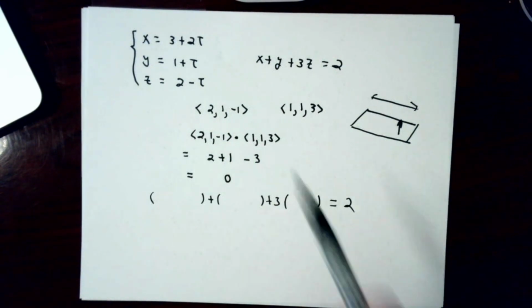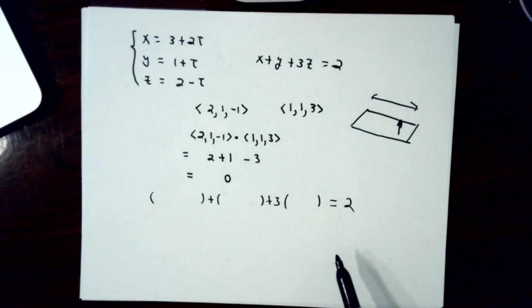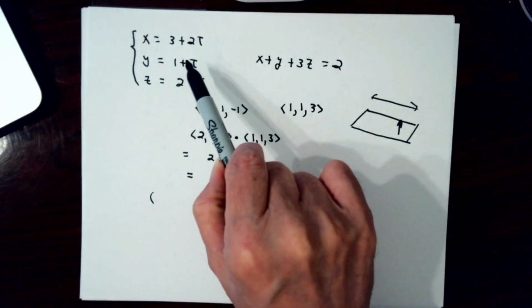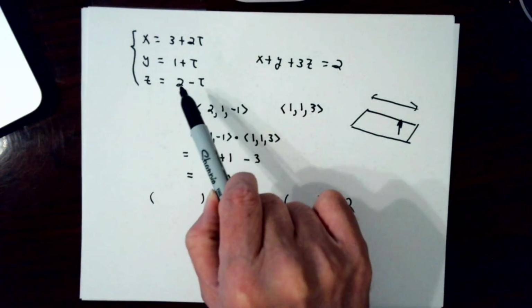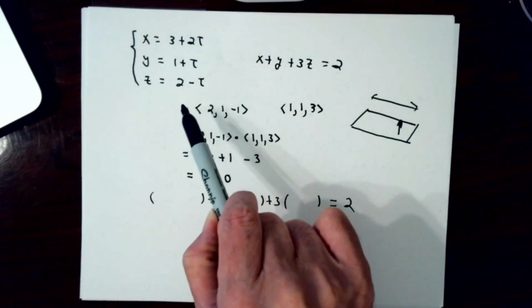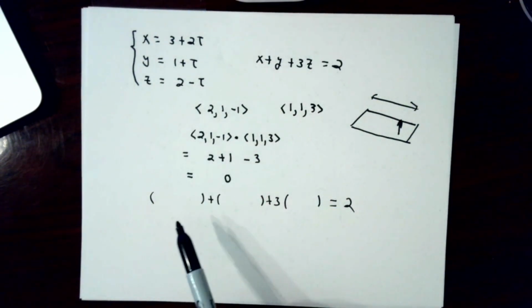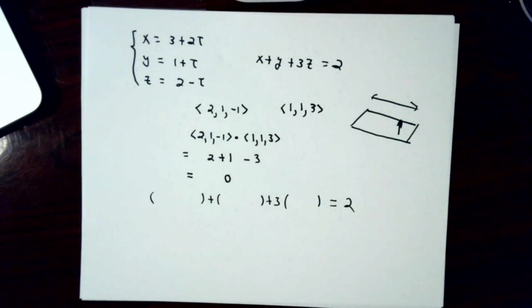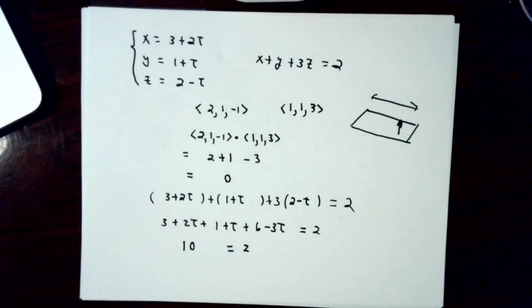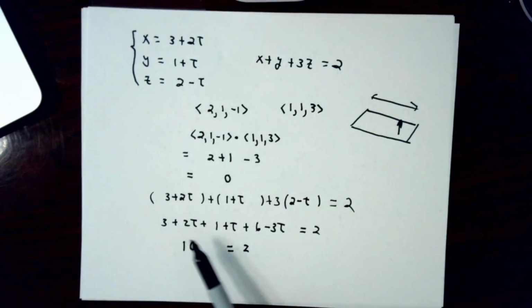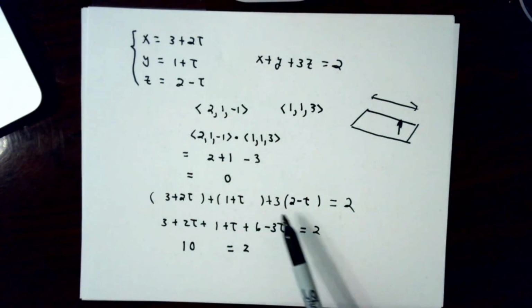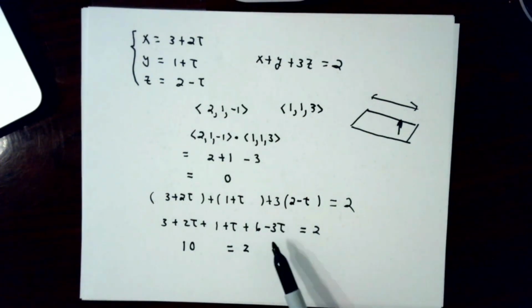The equation for the plane is x plus y plus 3 times z equals 2. But on the other hand, if I want to be on the straight line, x is 3 plus 2t, y is 1 plus t, and z is 2 minus t. So rather than literally writing x and y and z, I'll write those expressions in terms of t. Doing so, I find out that 3 plus 2t plus 1 plus t plus 3 times 2, 6, minus 3 times t must be 2.